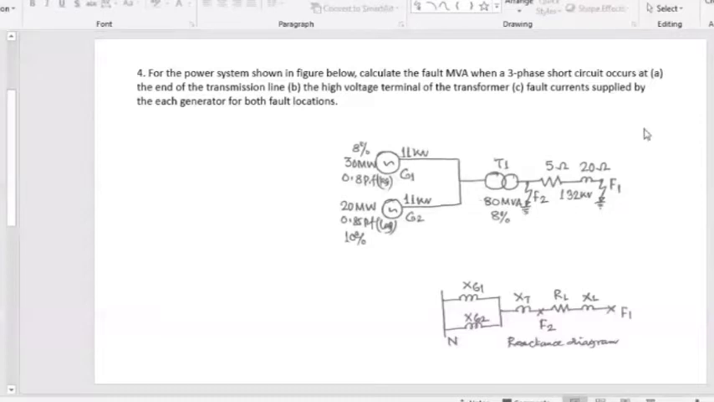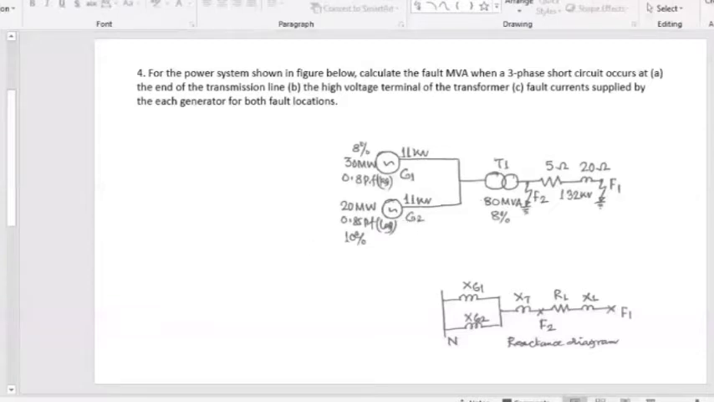Also, in the question, the end of the transmission line means F1, at the high voltage terminal of the transformer, and we have to find the fault current supplied by each generator for both fault conditions. If a fault occurs here, what is the fault current supplied by each of these generators? If a fault occurs here, what are the fault currents supplied by each of these generators? So that's what we have to do.